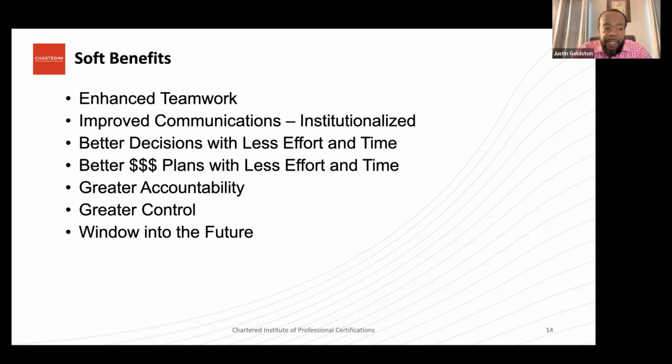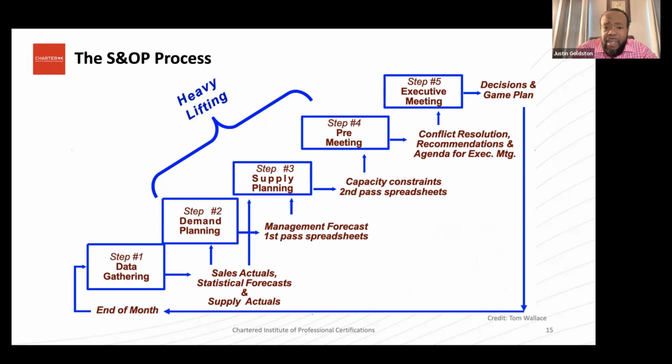So what, at a high level, goes into the S&OP process? It's an iterative, monthly process, and it begins with data gathering. Again, it goes back to the data having to be accurate. The data has to be input within the ERP application or Excel spreadsheet.